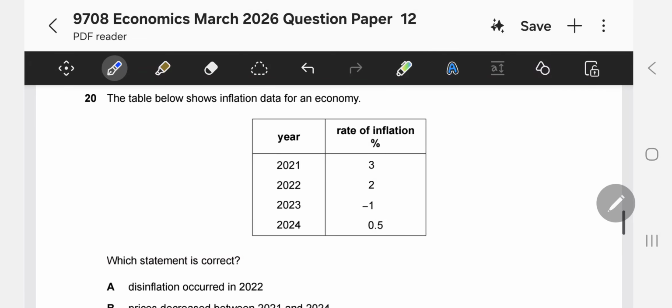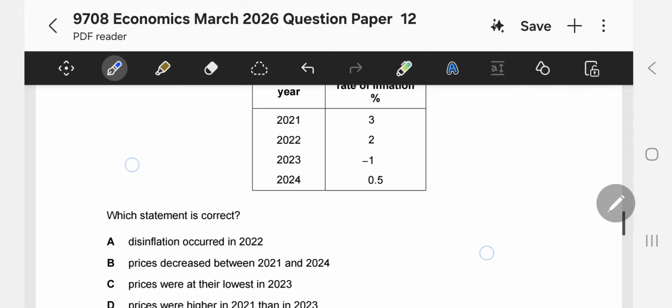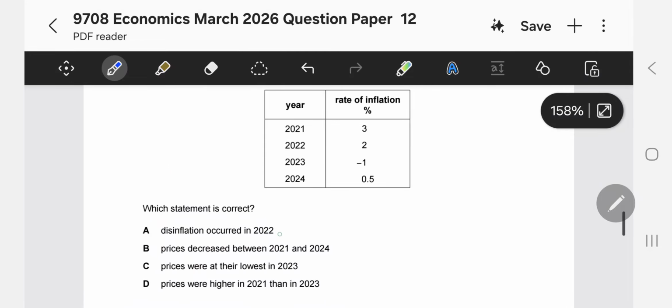Question 20, the table below shows inflation for an economy. Which statement is correct? Okay, let's look at the answers. I'm going to make this smaller again. Disinflation occurred in 2022. Disinflation is when there's still inflation, but at a lower rate.